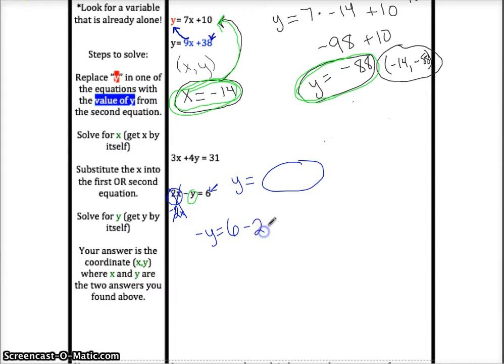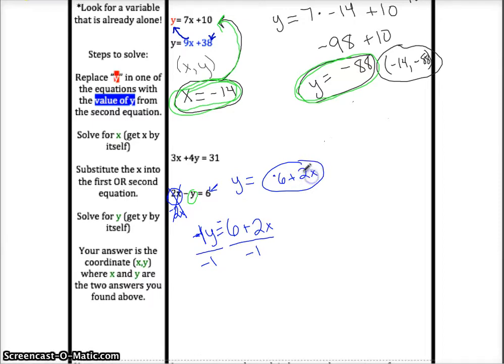Okay, then this negative y is not by itself yet. So I need to divide by negative 1, because if there's not a number here, it's just like multiplying by negative 1. So the opposite is dividing by negative 1. And when I divide by negative 1, it changes this to a negative and this to a positive. So my final answer with y by itself is y equals negative 6 plus 2x.